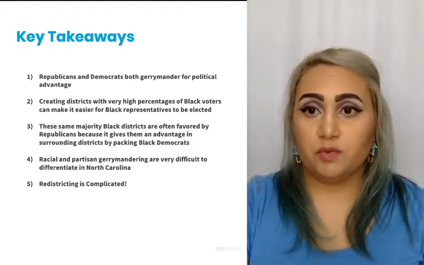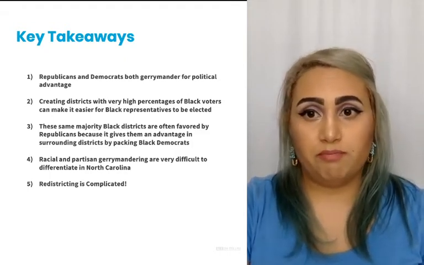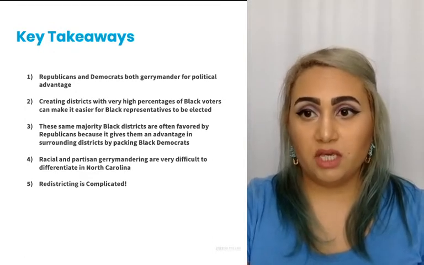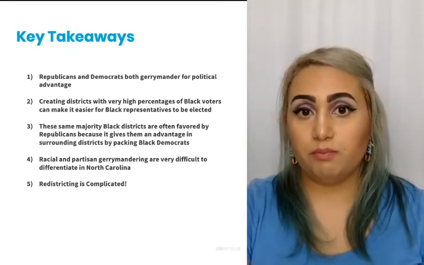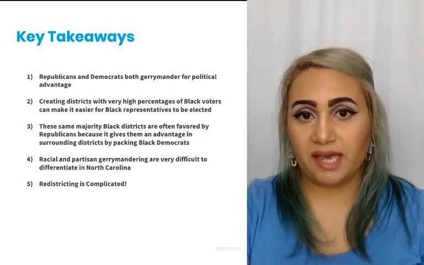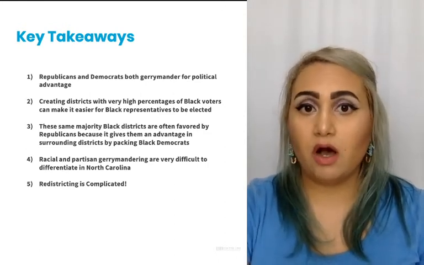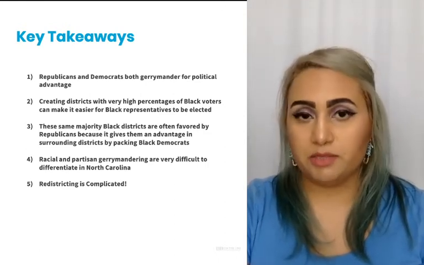Second, creating districts with very high percentages of Black voters can make it easier for Black representatives to be elected. That's true. The districts we have with high percentages of Black voters often are the places that elect Black representatives.